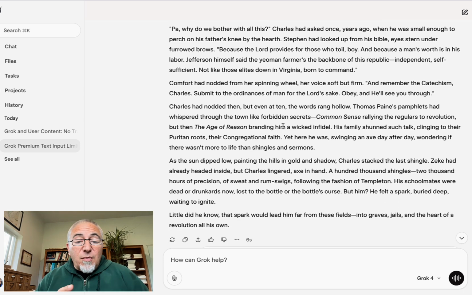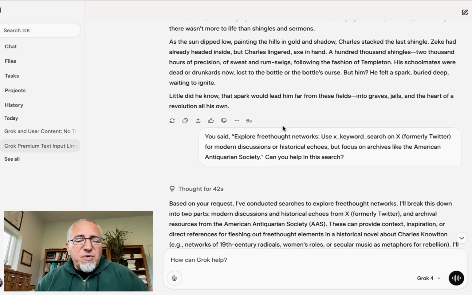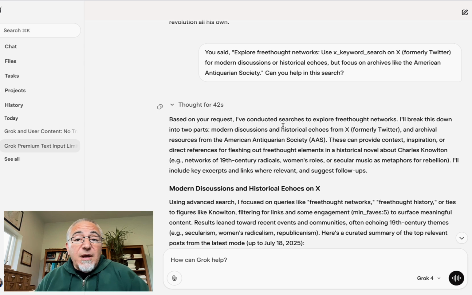It does incorporate references to Thomas Paine's Common Sense and the Age of Reason in this chapter, which I might not do. I might hang on to that for a little bit later. But I thought it was a pretty good first stab at a dramatization of that first chapter that I'd written.